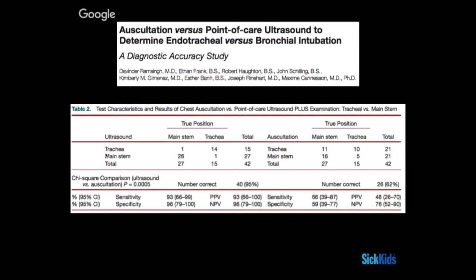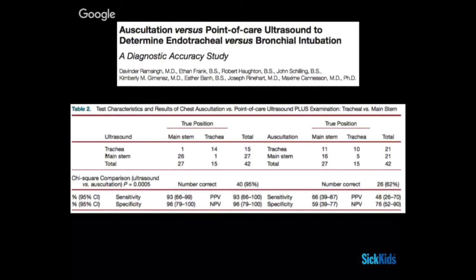So certainly much better than auscultation, which I think all of these techniques are going to be if you look at them. But this is one that, at least in the adult population, has been well studied and certainly seems to be very helpful. The concept is that if you inflate the cuff, you should see the width of the trachea expand at the suprasternal notch, which means that you're in the right place. That's what you're saying? Correct.